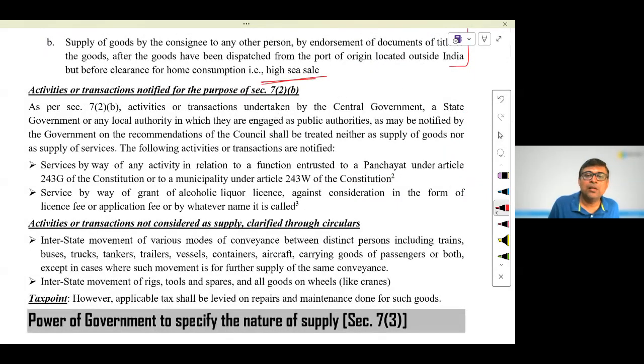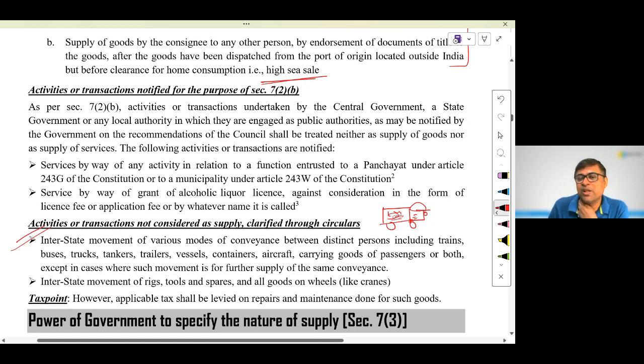Moreover, our government also clarifies certain things. Suppose I have a truck. This is my truck. Here, some tools are kept. In case of any breakdown, these tools may be used by the driver. And here some goods are there for transportation.